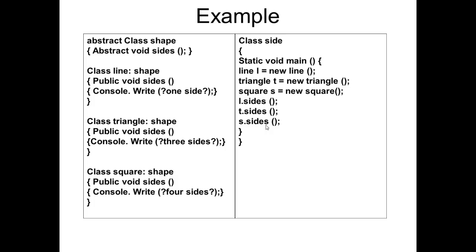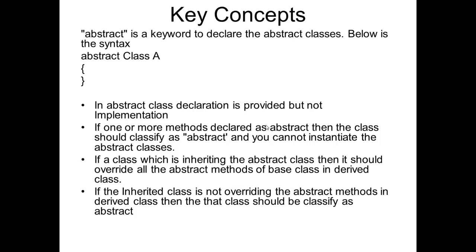So as we saw, some key concepts of the abstract class are: One, abstract is a keyword to declare abstract classes. The syntax is abstract class A. In an abstract class, declaration is provided but not implementation. If one or more methods are declared as abstract, then the class should be classified as abstract.